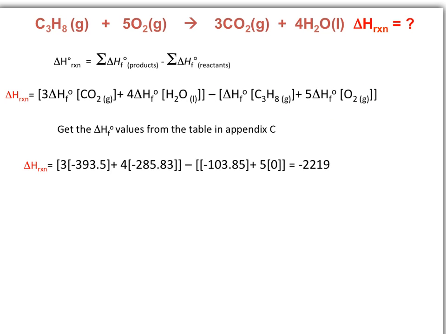I'm going to obtain these values from the back of the book. Then I'm going to plug these numbers in from the back of the book and calculate my final answer. And notice it matches what we saw in the previous approach using Hess's law.